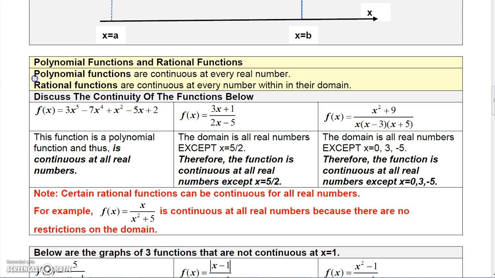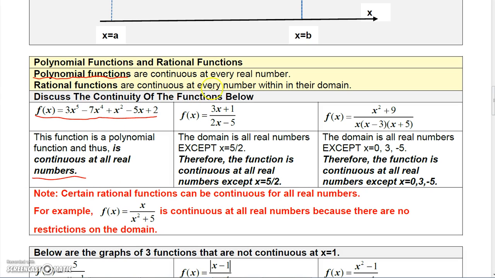Now here's a couple of things you can put in your bank and just keep as a reminder. Polynomial functions are continuous at all real numbers. So if I gave you a polynomial function and asked where it is continuous, well, it's continuous at every real number because it's continuous for all values in its domain, and its domain contains all real numbers.